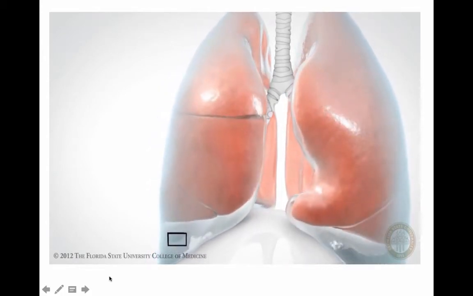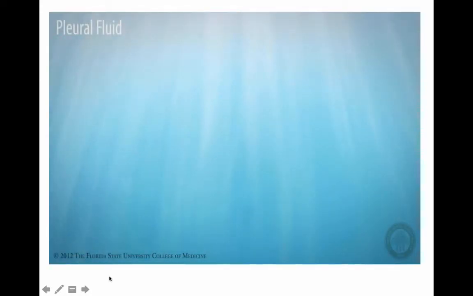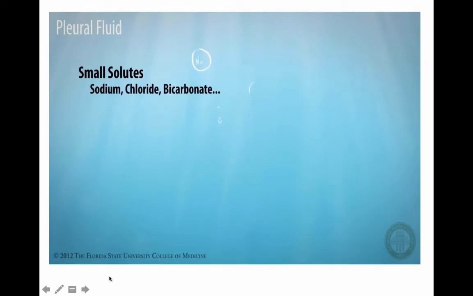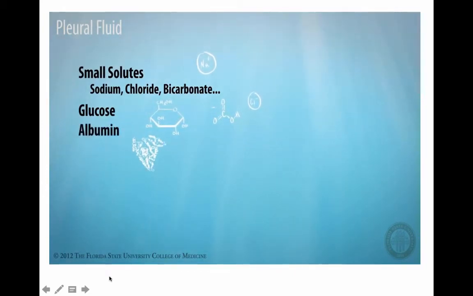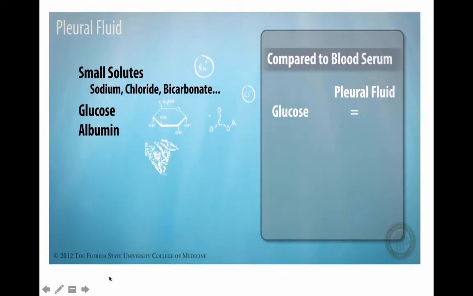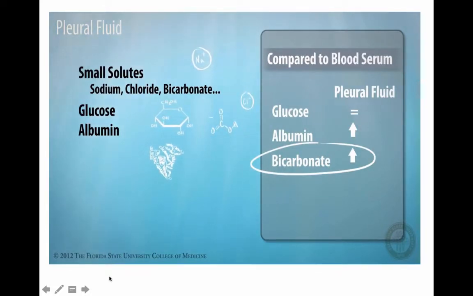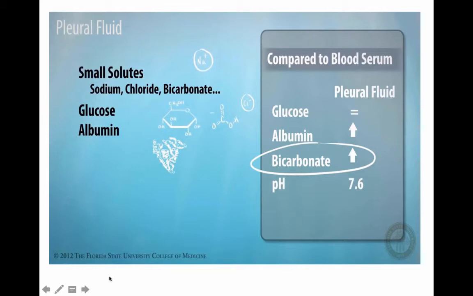What is pleural fluid? What kind of substances would you find in it normally? Pleural fluid is a very clear plasma filtrate, if you will, which originates from the small capillaries in the chest wall, and it contains small solutes like sodium, chloride, bicarbonate, also contains glucose, as well as small amounts of protein, including albumin. And when compared with serum, pleural fluid actually has near equivalent concentrations of glucose, but it has slightly higher concentrations of albumin and bicarbonate. In fact, the increased bicarbonate concentration results in an alkalotic pH of about 7.6 under normal conditions.